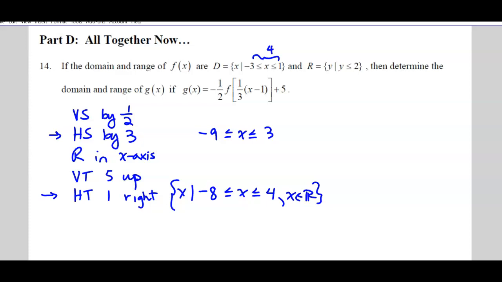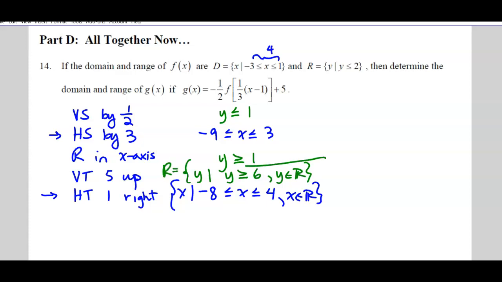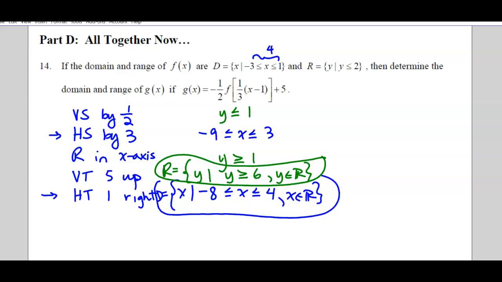Your range has just one boundary, so it goes to -infinity. We're vertically stretching by 1/2. That's going to end up being y less than or equal to 1. 2 times 1/2 is 1. If we're reflecting in the x-axis, everything now that's less than or equal to 1 is going to be greater than or equal to 1. Okay, so we've reflected it. And then we're going up 5. So that's going to be y greater than or equal to 1 plus 5 is 6. And that's your range. This is your domain. And then again, check. Yeah, so we already checked that's 12 wide, and that was 4. Okay.